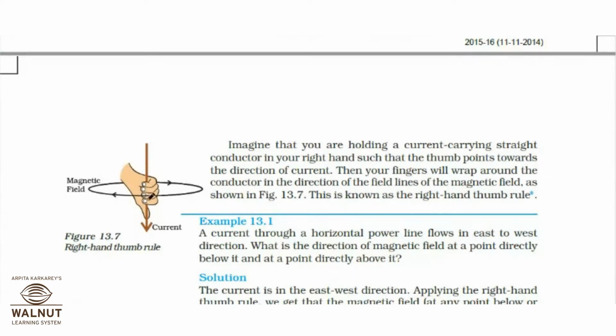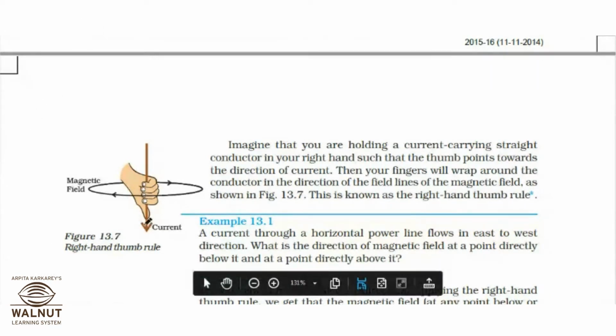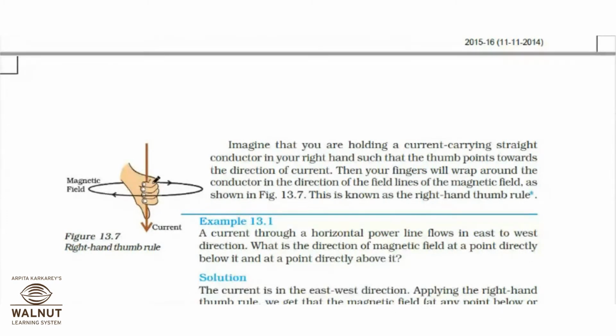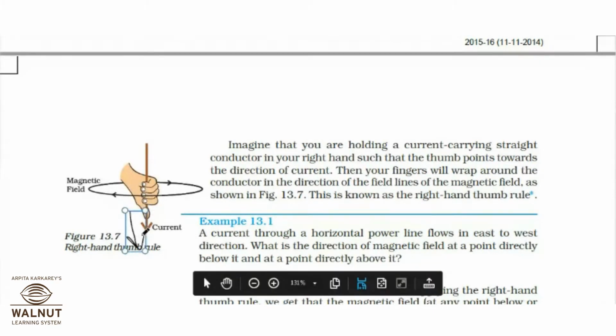Suppose this is a conductor. Now the current is flowing in the downward direction as the arrow signifies. So what you have to assume is that you are holding that current carrying conductor with your right hand, because this is the right hand thumb rule. Now the thumb should point to the direction of the current. So if the current is in the downward direction, your thumb should also point in the downward direction. So in this case, the thumb is signifying the direction of current.